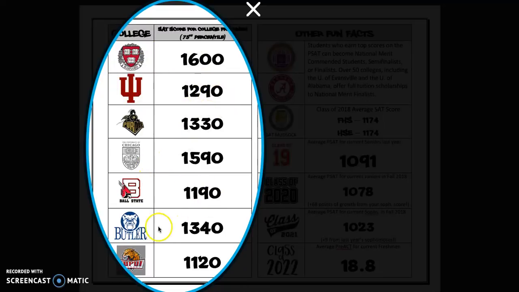Ball State, you see the score. Butler, you see the score. IUPUI, you see the scores, right? Now, this is the 75th percentile student. That's not the average student. That's the top 3/4 student. So 75% of students who get into Purdue earn less than a 1330. That said, you should aim for this type of score or higher because that increases your chances substantially of getting into the school and or getting a scholarship.